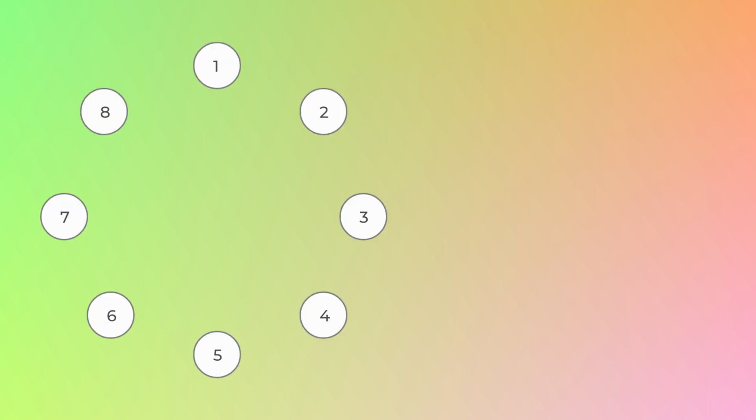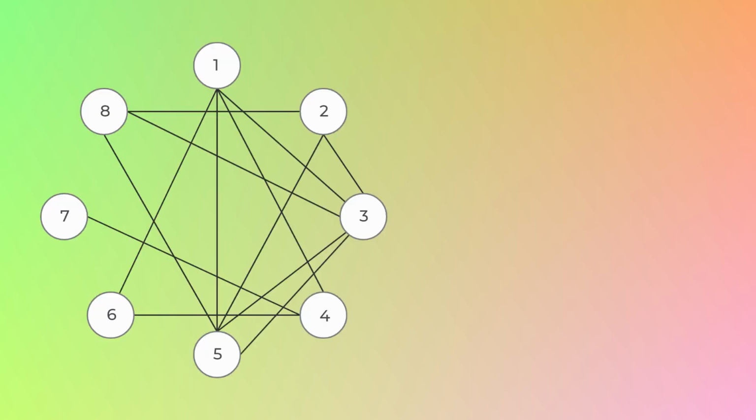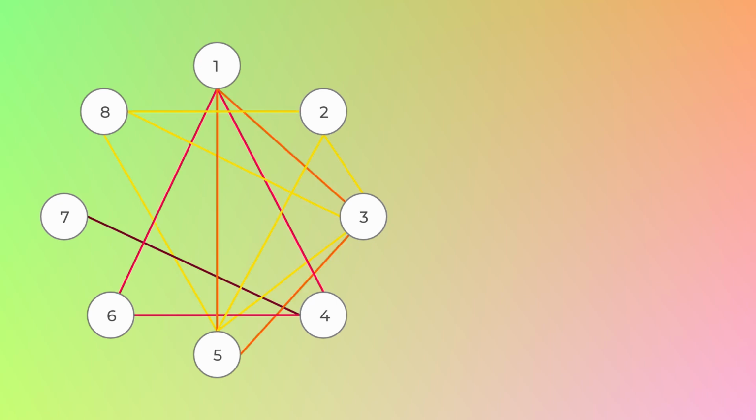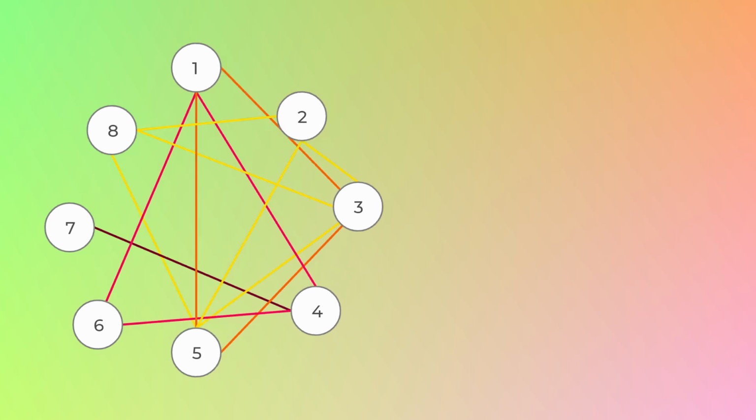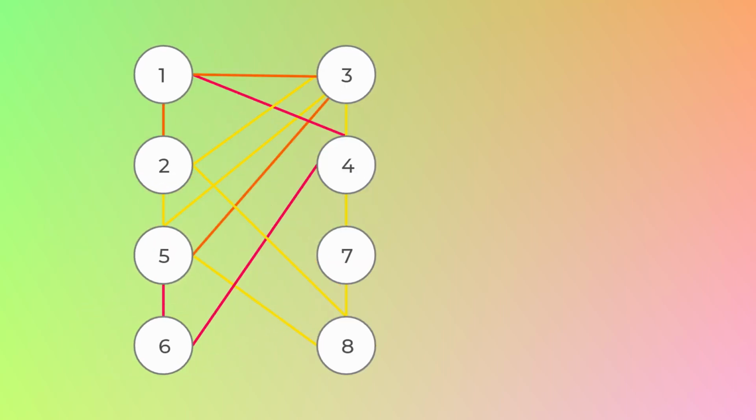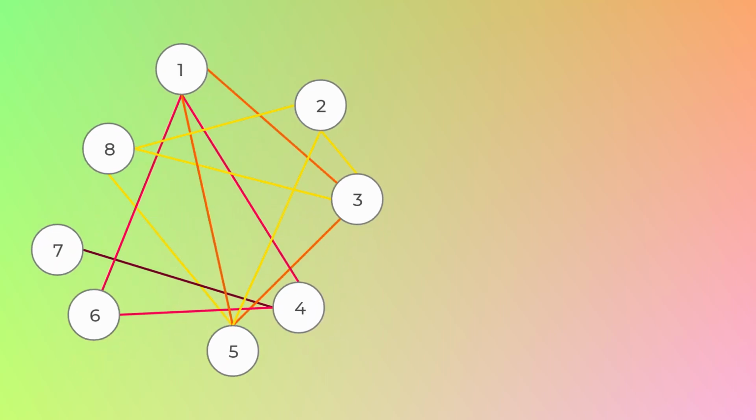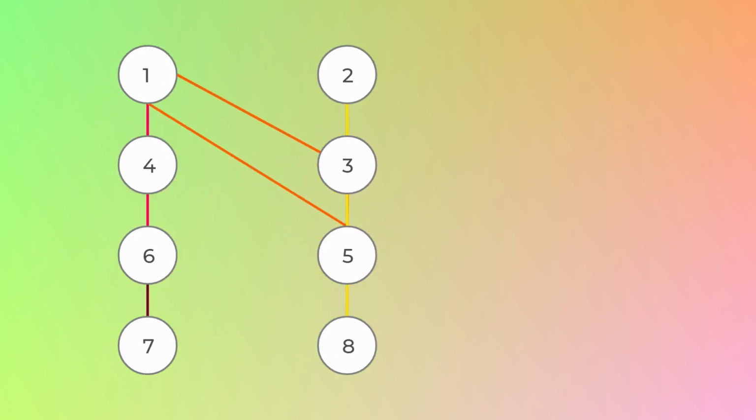To begin, let's consider a graph with nodes and edges. The minimum color cut problem specifically focuses on a graph with colored edges. The objective is to find a way to divide the nodes into two groups so that the number of colors between the groups is as small as possible. For example, if we divide the nodes like this, there are 4 colors going between the groups. But if we divide the nodes like this instead, there's only 1.